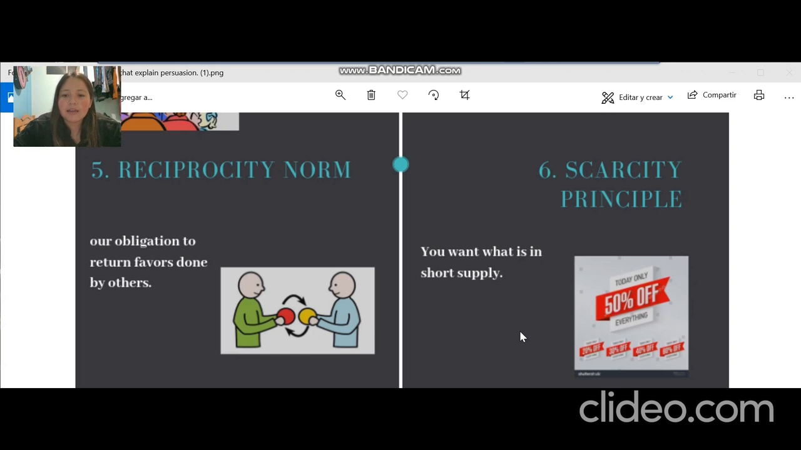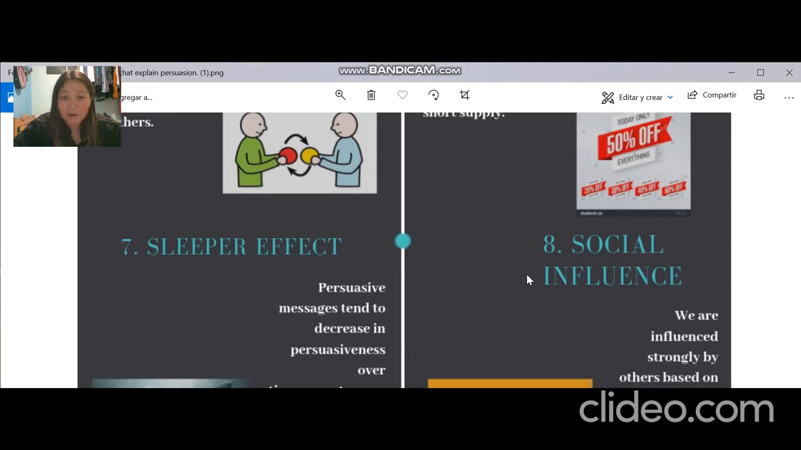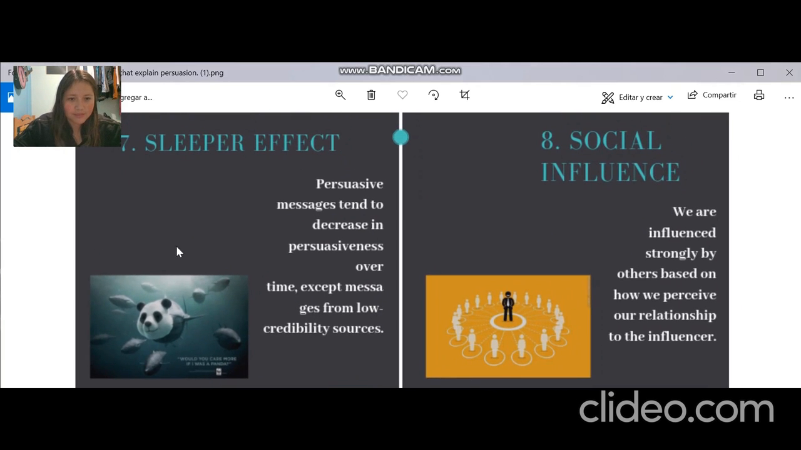And the seventh is the sleeper effect. A persuasive message tends to diminish in effect over time, except for messages from low credibility sources. Messages that begin with low persuasion gain it as our minds slowly dissociate the source from the message.